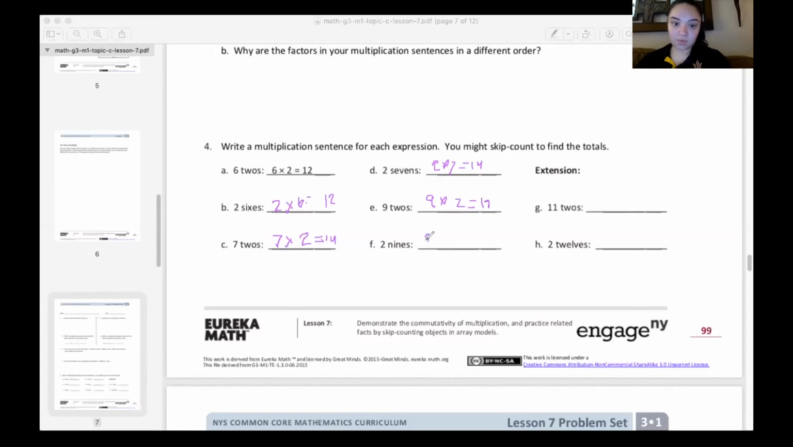2 9's, we have 2 groups with 9 in each group, and it's going to equal the same thing because of the commutative property. 9 times 2 equals 18.